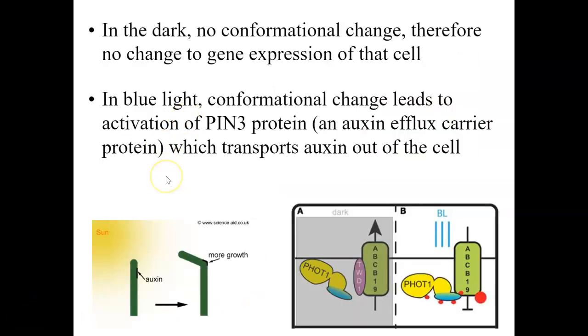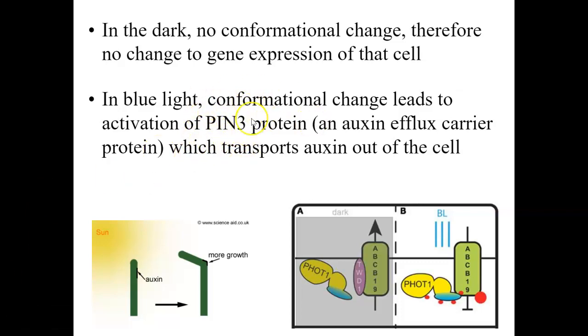In the dark, it won't go through any conformational change. Therefore, we're not going to get any change in gene expression of any of the proteins involved in this process. But when blue light hits it, we will go through a conformational shape change. The phototropin is stimulated by light, that goes through a shape change, and that activates a protein called the PIN3 protein. So we're going to get a change in gene expression of the PIN3 protein.